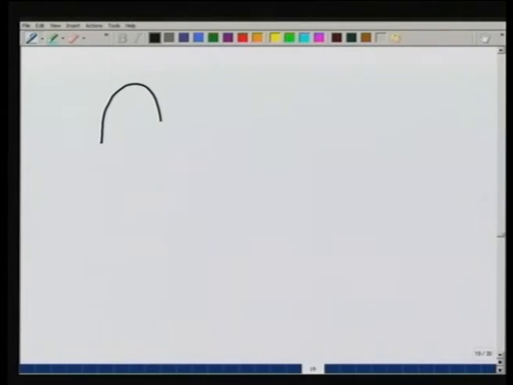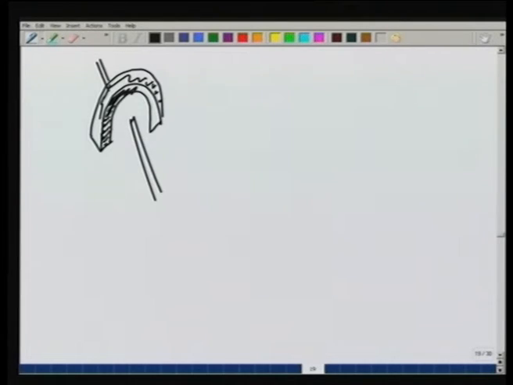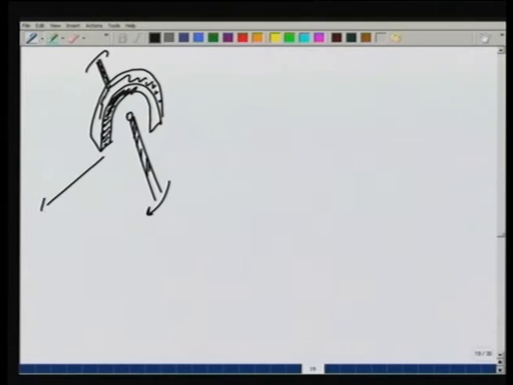For example, suppose I were to give you a support like this with some thickness, through which I put a shaft through a hole here. Now, you will see if I rotate the shaft like this, it cannot turn. If I rotate the shaft like this, it cannot turn. So, if I take this to be x, this to be y and this to be the z direction.